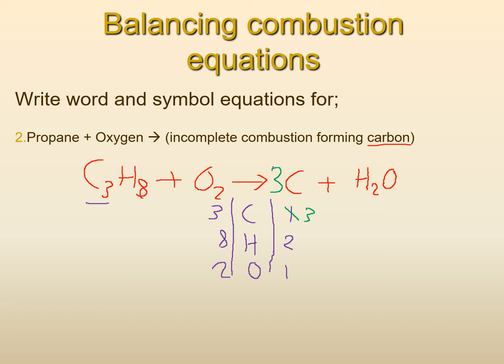However, let's look at hydrogen. This is the one we should have started with. Hydrogen, 8 here, and 2 here. What do I multiply 2 by to get 8? 4. That changes my number from 2 to 8 by timesing by 4. Okay.